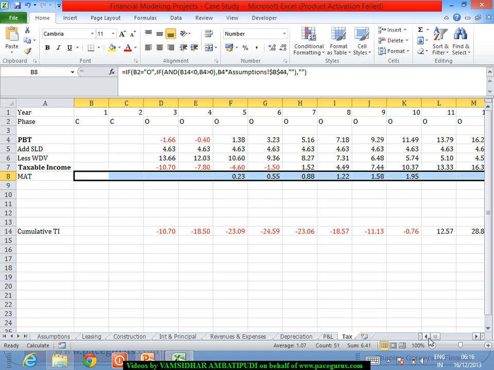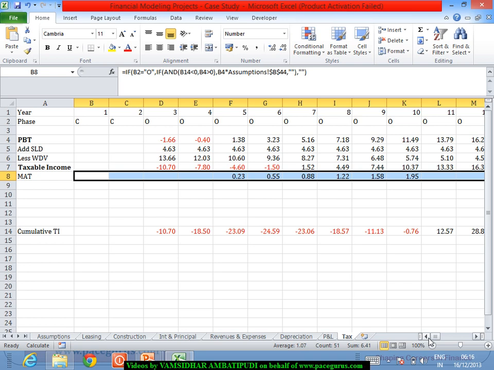But when my cumulative is negative as well as my PBT is positive, that is where the MAT is getting applicable to me, right? So cumulative is negative but the PBT is positive, that is where the MAT is getting applicable. So those are the MAT numbers that are coming up.